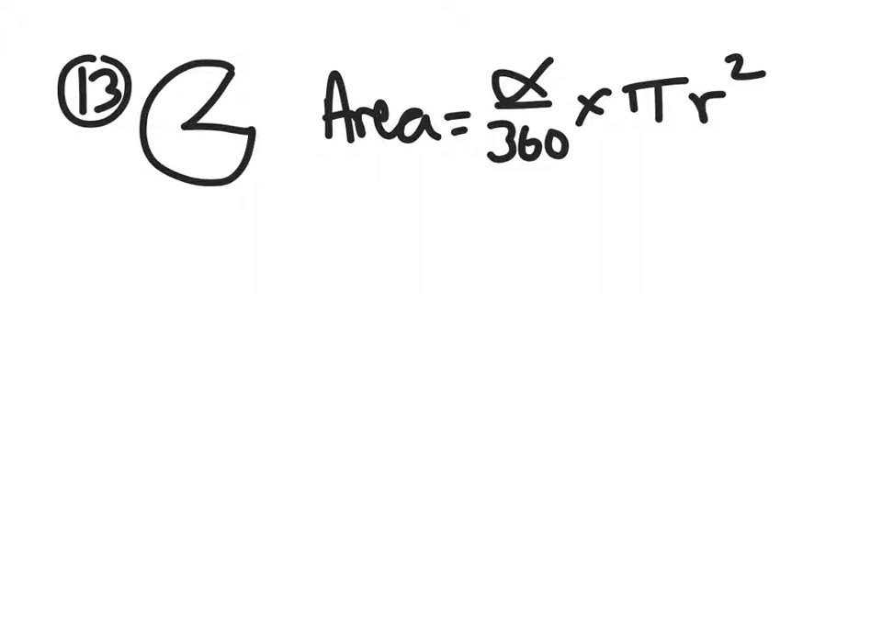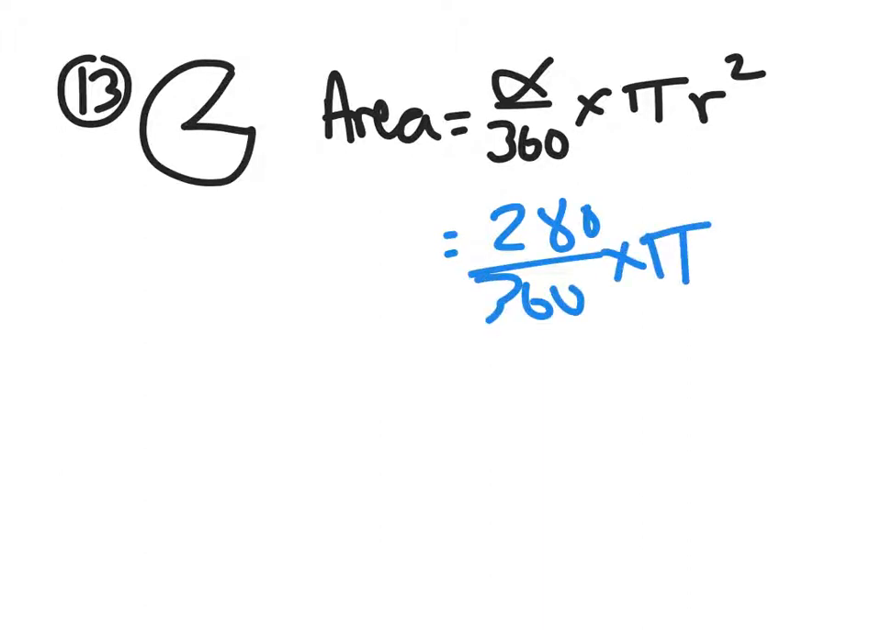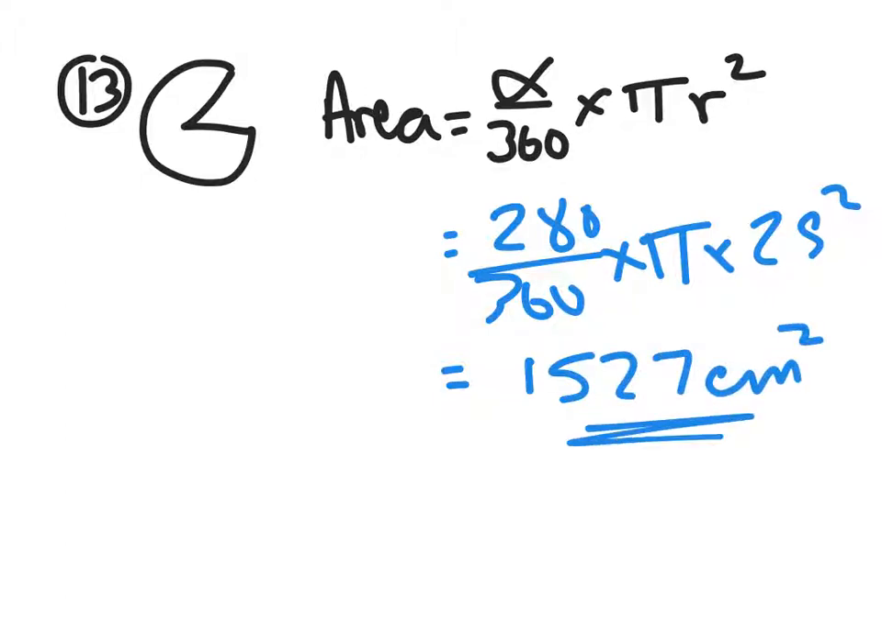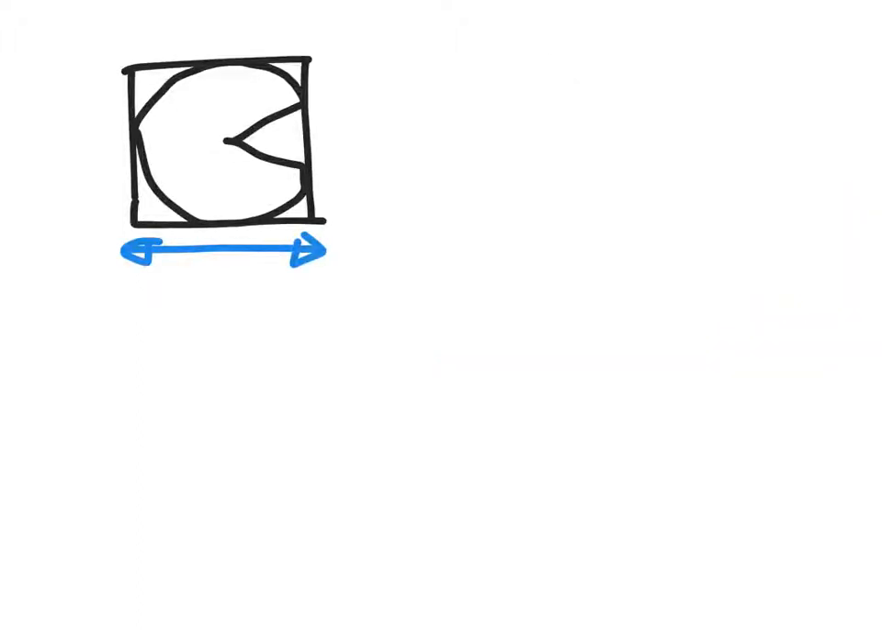Question 13. The first part, calculate the area. Well, we have the formula. The angle, the question tells us, is 280 over 360 times pi times, and the radius is 25. That on your calculator should hopefully come out to be 1527 centimetres squared. Don't forget the units.